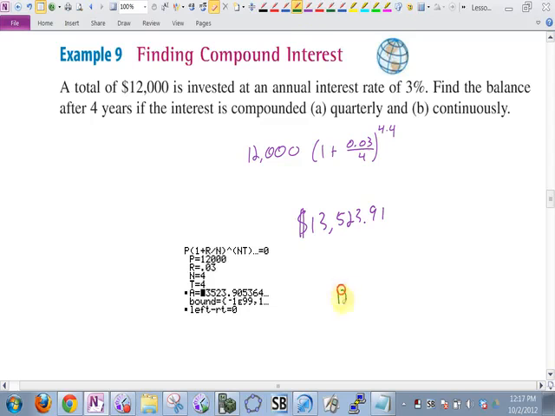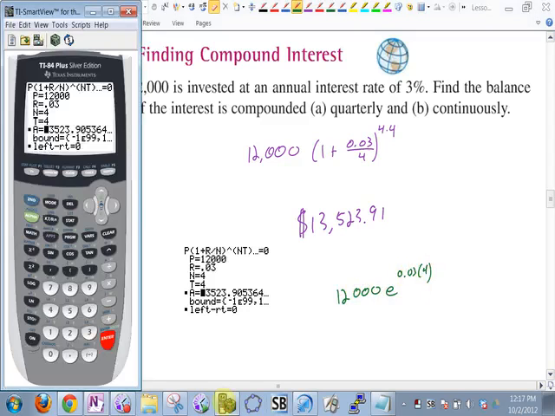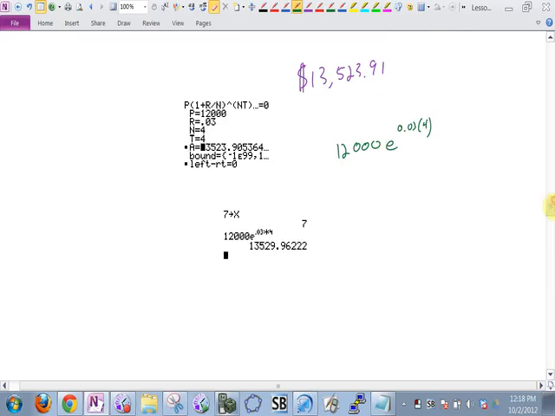Then, for continuously, you want to do 12,000 times e to the 0.03 times 4, like that. So that's easy enough on the calculator here. Does everybody know where the e button is? So that will get you $13,529.96. That's not $6 more dollars. That's $6.05 more. Oh yeah. Okay. Makes sense. Yes. Good.